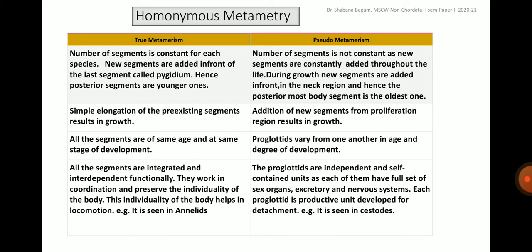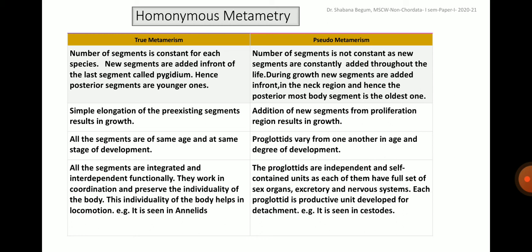In true metamerism, all the body segments are of the same age and at same stage of development. Proglottids, which are the segments of cestodes, vary from one another in age and degree of development. In case of true metamerism, all the segments are integrated and interdependent functionally. They work in coordination and preserve the individuality of the body. And this individuality of the body helps in locomotion. Example for true metamerism is the forms belonging to annelids.